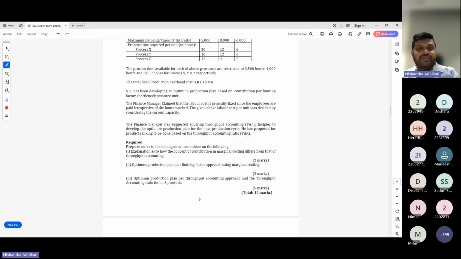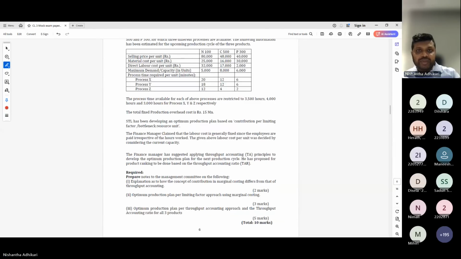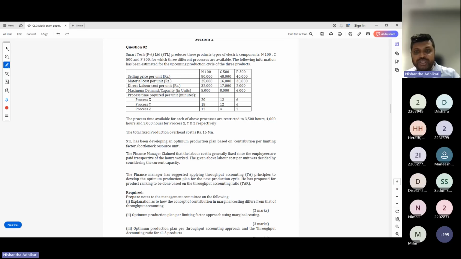Optimum production plan per limiting factor approach using marginal costing approach. If you apply marginal costing approach, you have to determine the optimum production plan. Right. Now I will take this information and now we will work out how to determine the optimum production plan. Right. I will take this information.